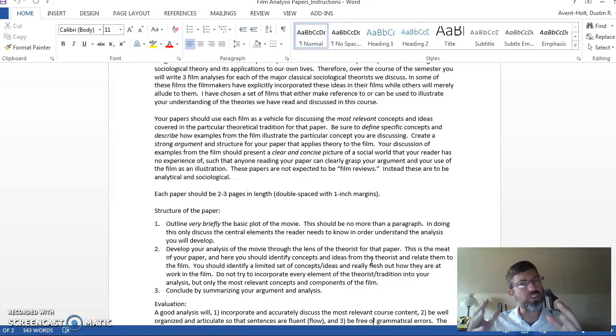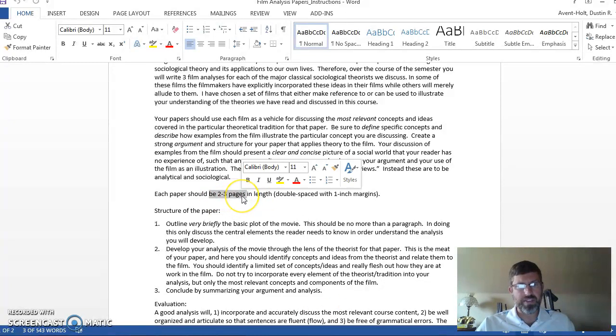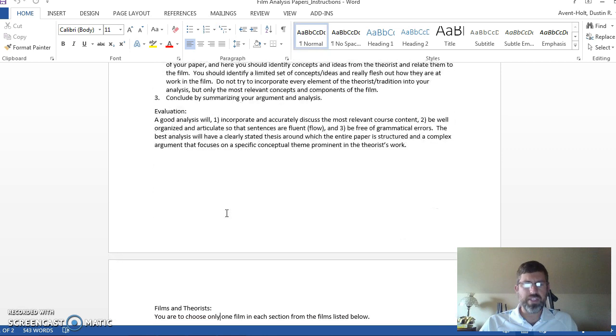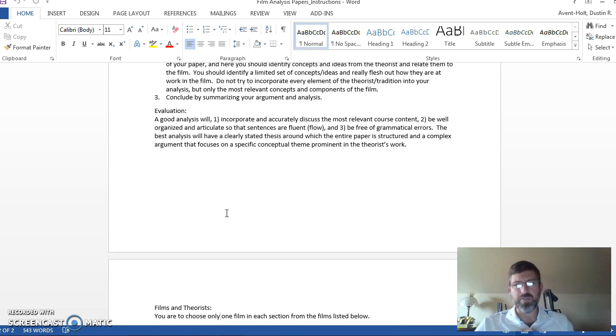You've only got 2 to 3 pages, and so we're going to be fairly strict about that. 2 to 3 pages in length for the paper. So you've got to be clear and concise in your writing to make it clear exactly what you're arguing. You don't want any fluff or filler sentences and words. Just get to the core of the argument, get to the core of what this film is doing, or how these ideas are working in this film.